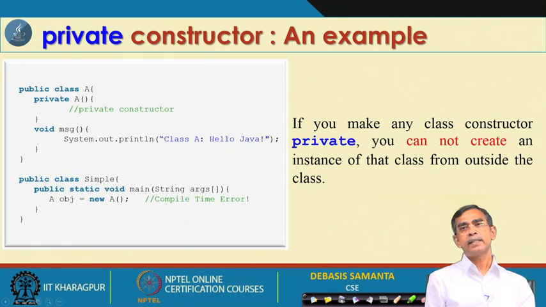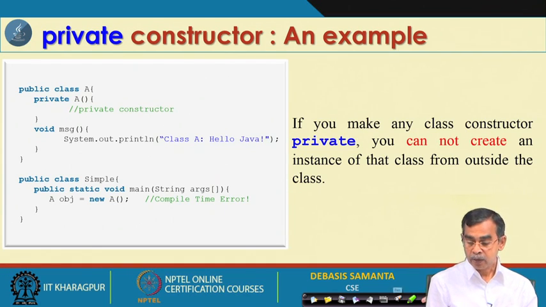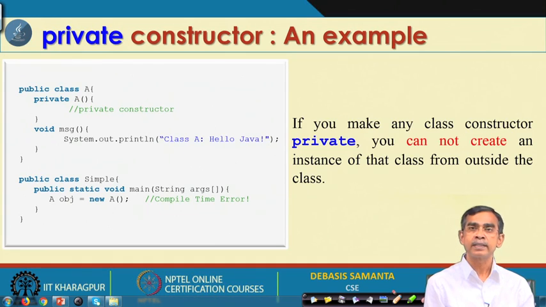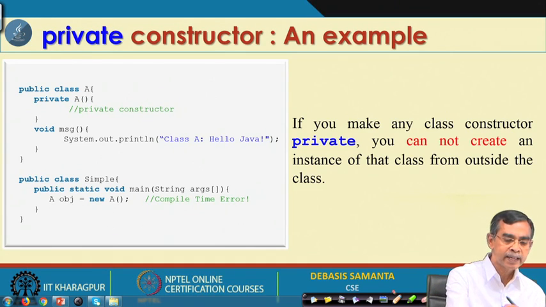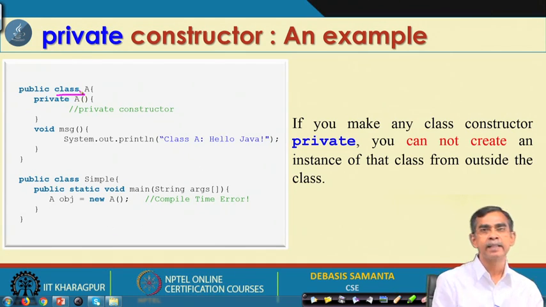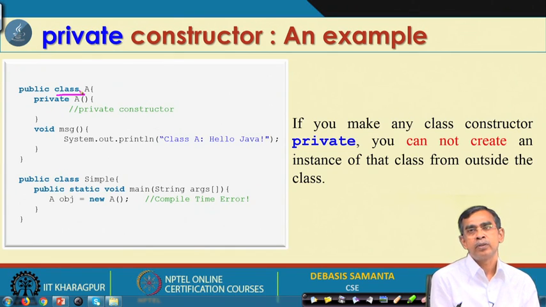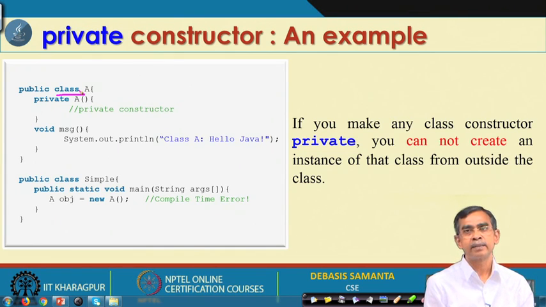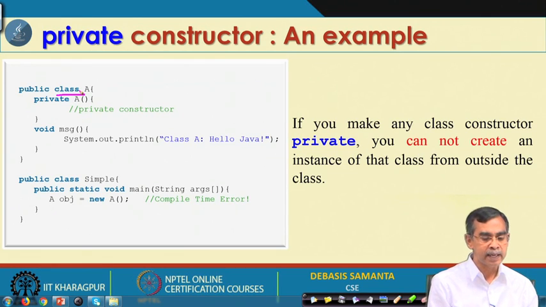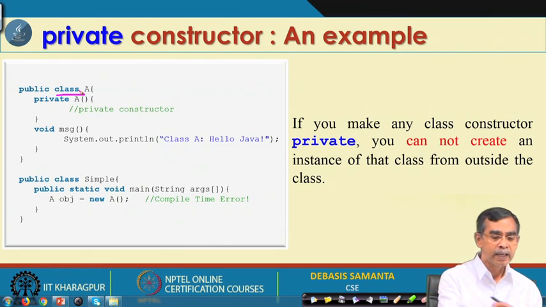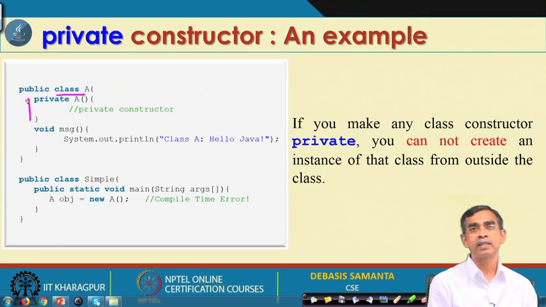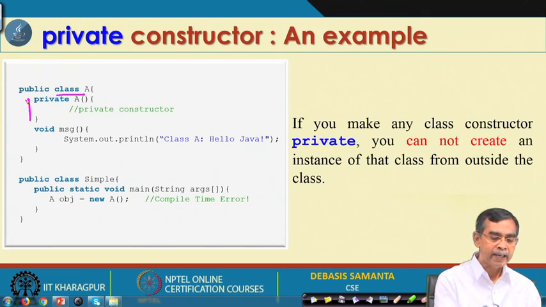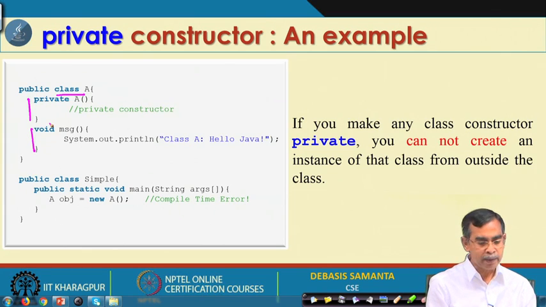Now, let us look at another aspect of private, which is the constructor. What will happen if we declare a constructor as private? In this case, you see this class is declared as public, so anybody can access this class, that means create an object of this class. However, here the constructor is declared as private, and this method by default is a public method because it belongs to a public class.